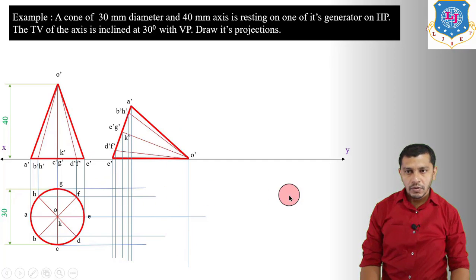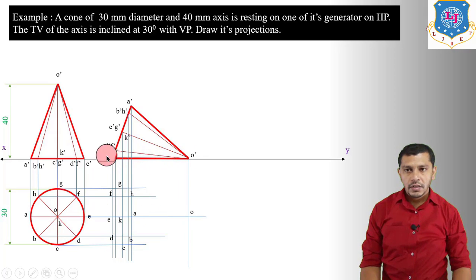Now draw the locus. So here we will get A, here we will get B because this is a projector of B, here we will get C, here we will get D over here exactly, here we will get E, then after F, then after G, and then after H over here, and here we will get O'. So mark all the points.